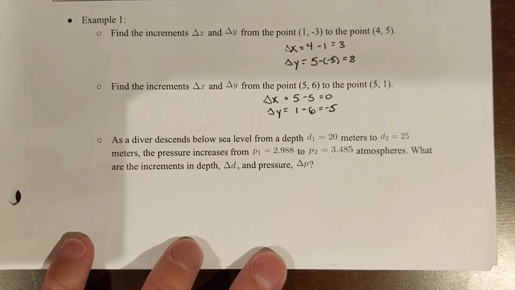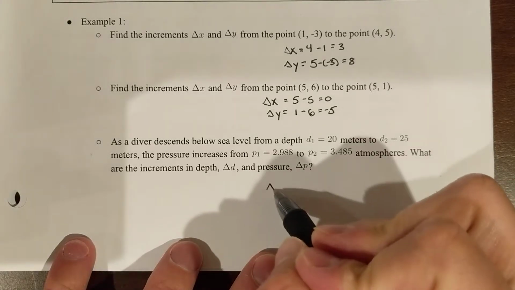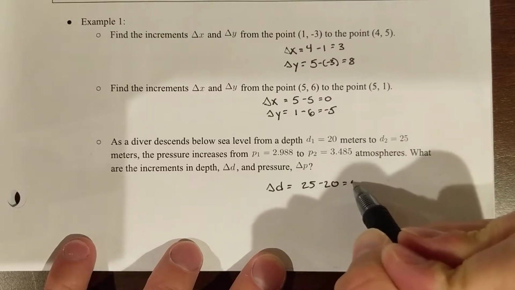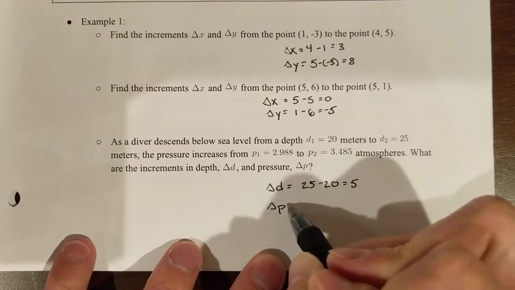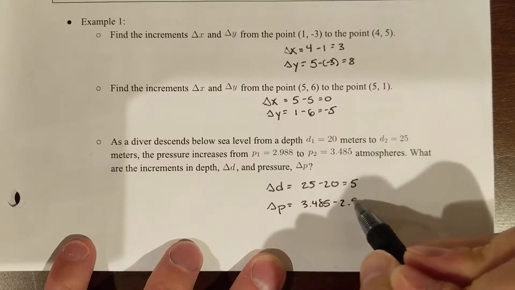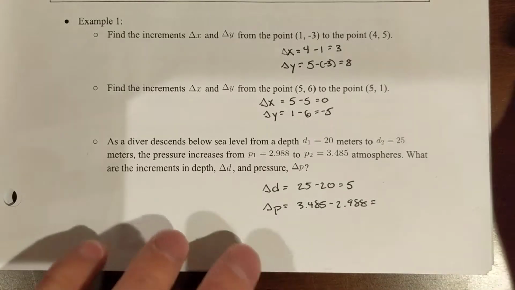All right, so here, a diver descends below sea level from a depth of D1 20 to D2 25 meters. The pressure increases from 2.988 to 3.485 atmospheres. What are the increments in depth and pressure? So similar thing. Delta D, the increment for depth, D2 minus D1, so it's 5. The increment for pressure is P2, 3.485, minus P1, which is 2.988. And that one I can't do in my head, so handy dandy calculator says 3.485 minus 2.988 is 0.497.